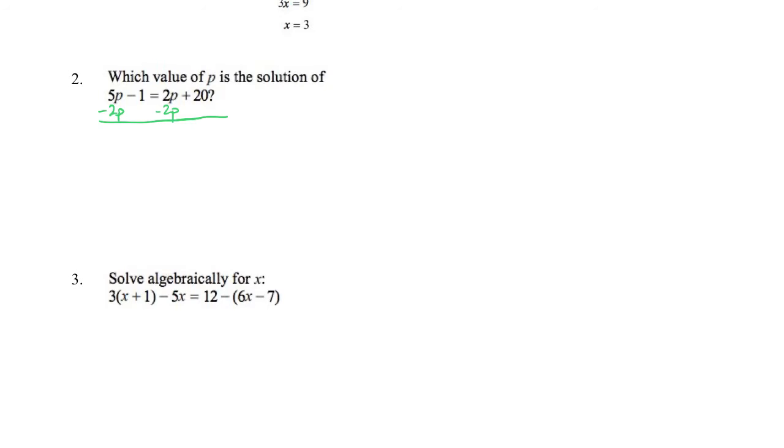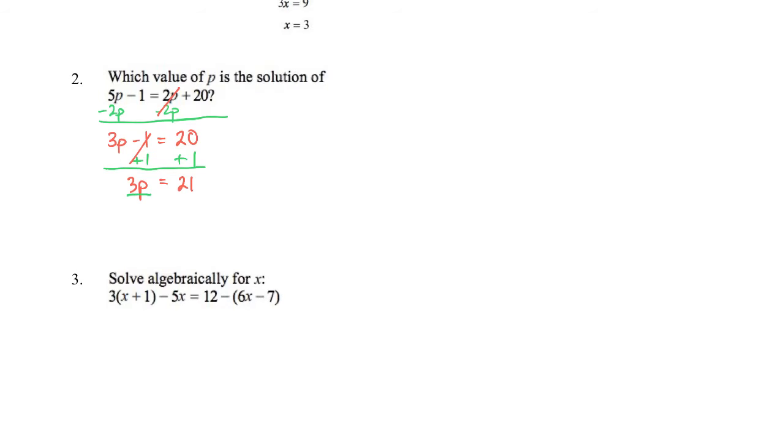And that's going to give me 5p minus 2p is 3p, minus 1 comes down. This cancels out, and I'm left with 20. So now I want to move the constants to the right-hand side, so I'm going to add 1 to both sides. 3p comes down, negative 1 plus 1 cancels out. 20 plus 1 is 21.